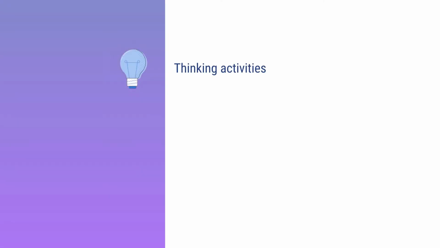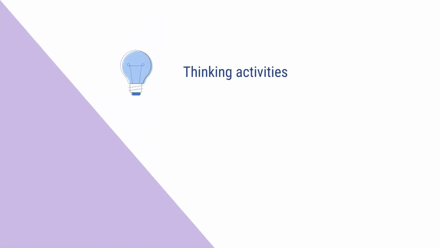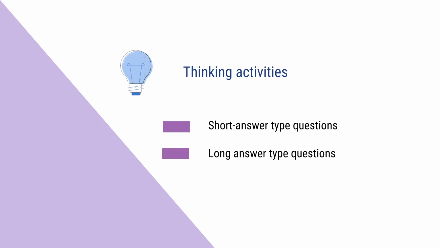How do they do it? They do it by giving three different kinds of activities. The first of them are thinking activities, the second are doing activities, and the third are writing activities. What are the thinking activities? Thinking activities are there in the form of self-assessment questions. These questions are of various types. They could be short answer type questions, they could be long answer type questions, and these questions prompt the learners, they motivate the learners to use their higher order thinking skills and their critical thinking abilities.